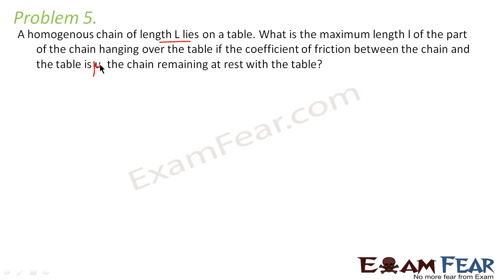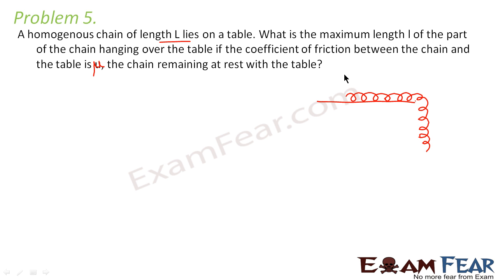This is basically mu, the chain remaining at rest with the table. First of all, you try to visualize the situation. It says that you have a chain such that some part of it lies on the table and the rest of it is hanging down the table. Let us suppose this is the table and the chain is lying over it somewhat like this, and the remaining part of the chain is hanging down the table. Right? Let us suppose this is the situation.